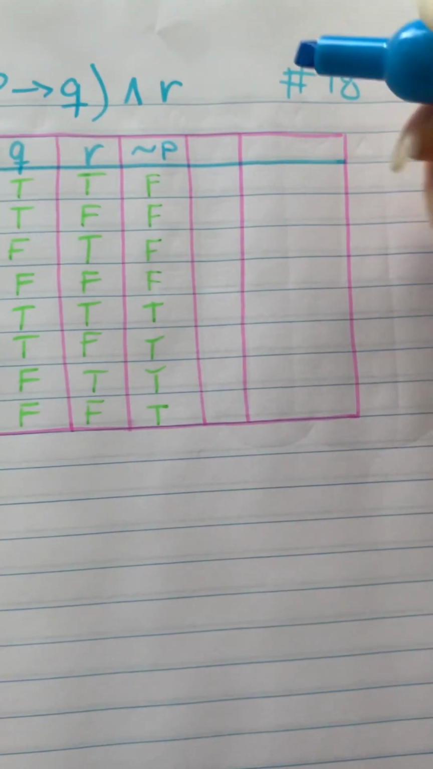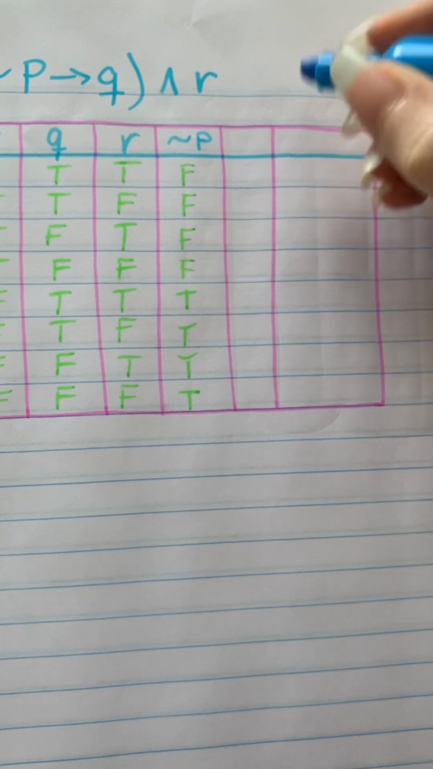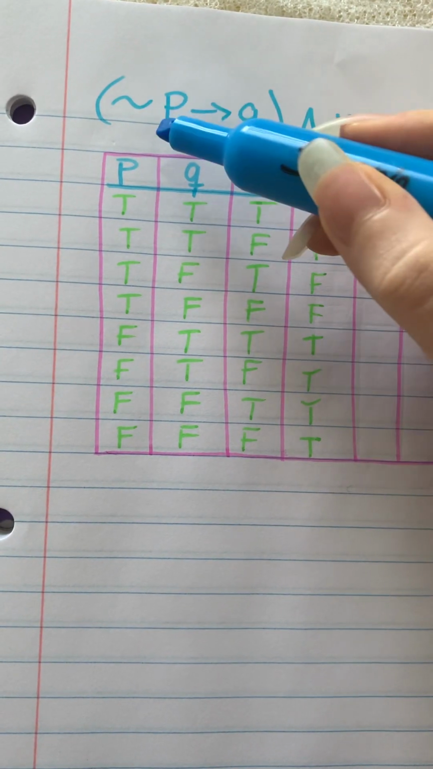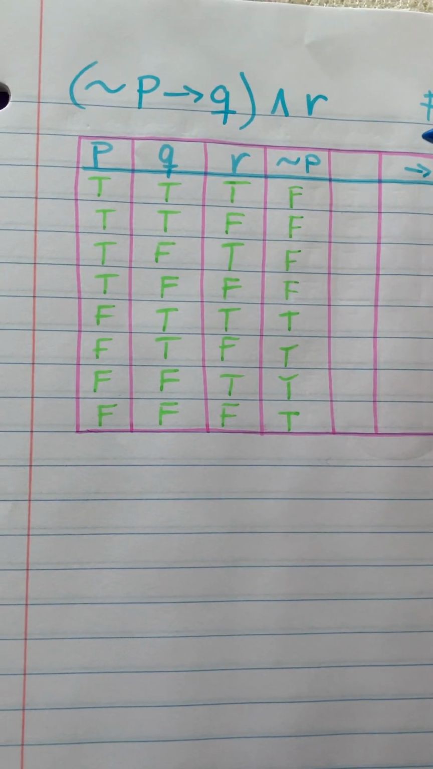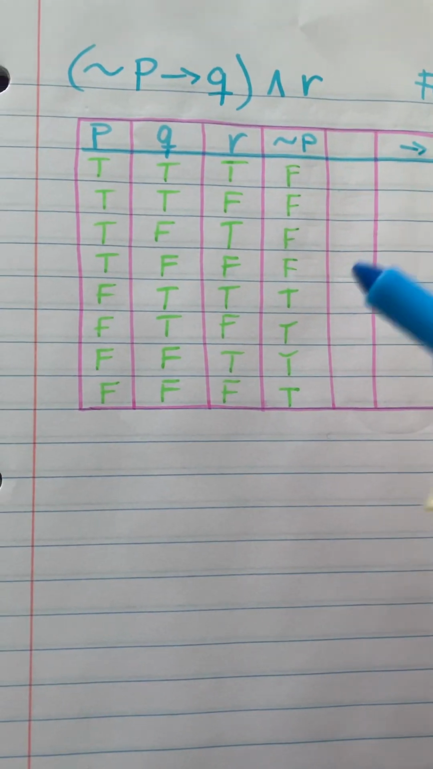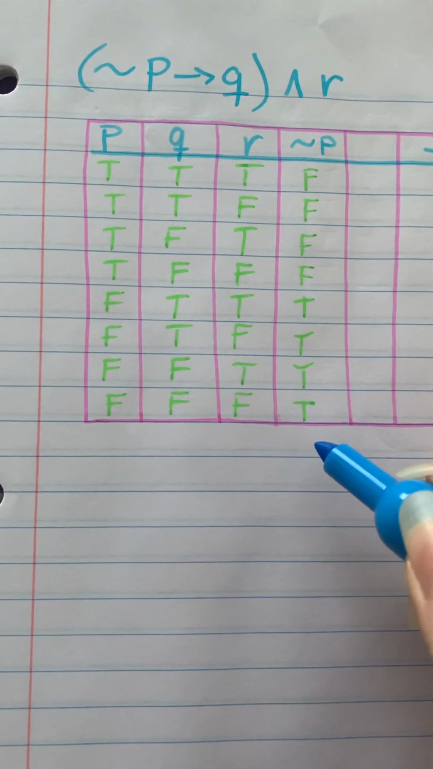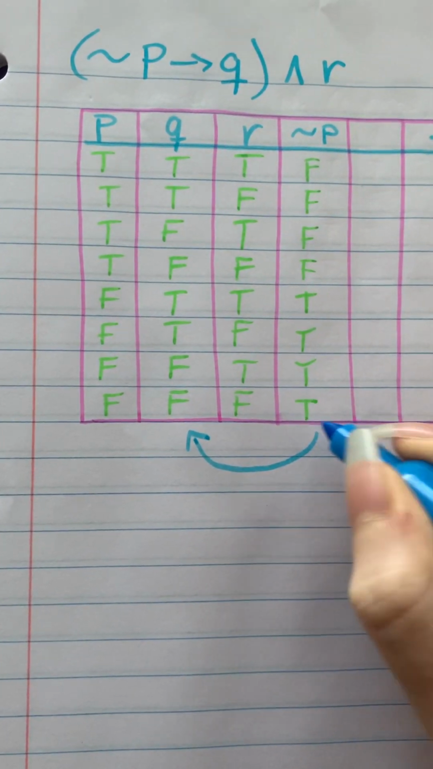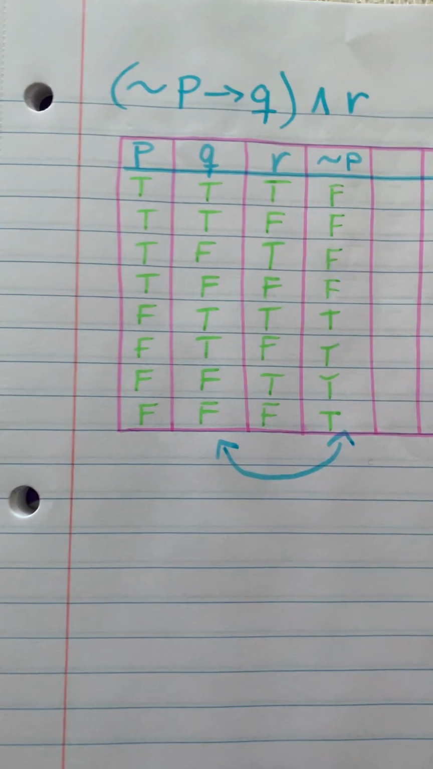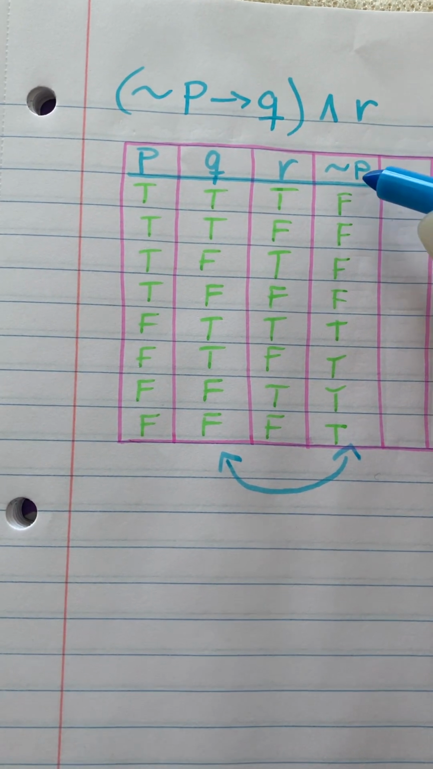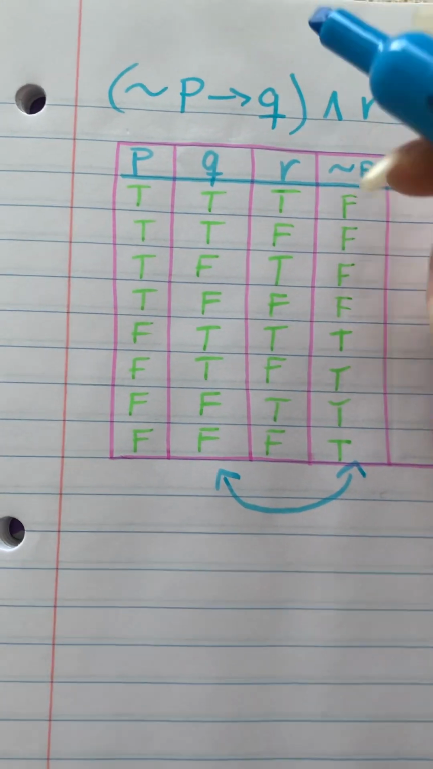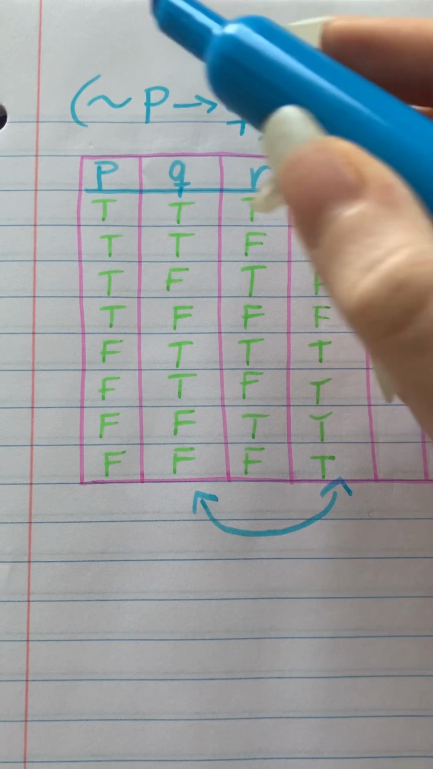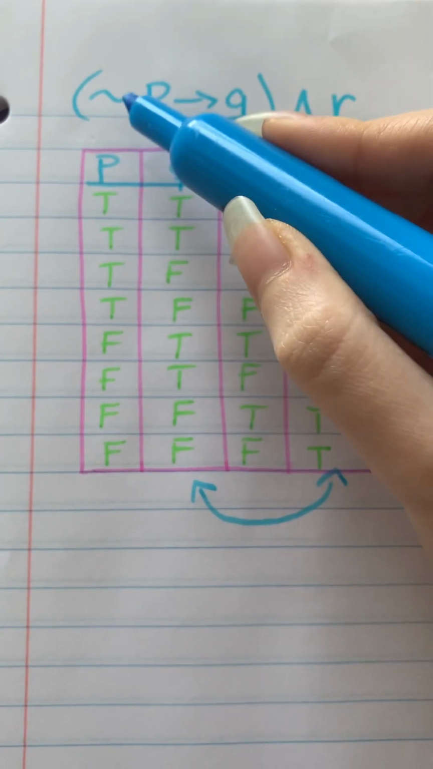Now, next up, we are going to find what's obviously inside of the parentheses. So we're going to write down here what's inside the parentheses, which is if not P, then Q. So for this, we are going to look at not P and Q. So these two in order to find what's in the parentheses. So we start from not P and Q. Try not to confuse the order. You can't go from Q to not P. It's important to go in order from not P to Q.